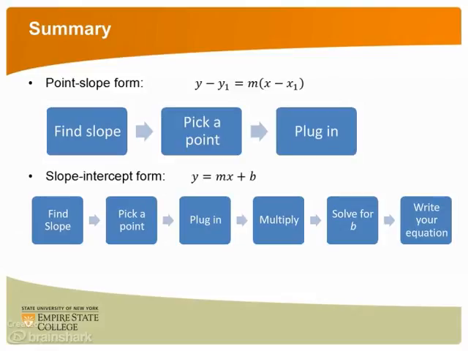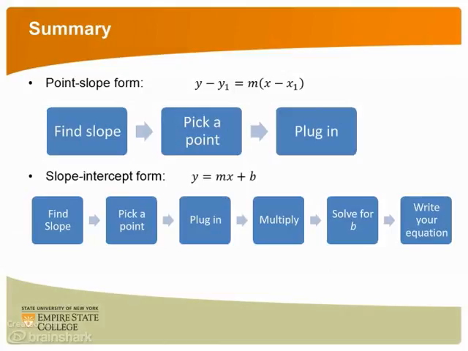Equations for lines take different forms depending on what information you have available, or what purpose you will use that equation for. The point-slope form is very basic, providing the slope and the coordinates of one point on the line. To find the equation, find the slope, find the coordinates of a point on the line, and then plug in.